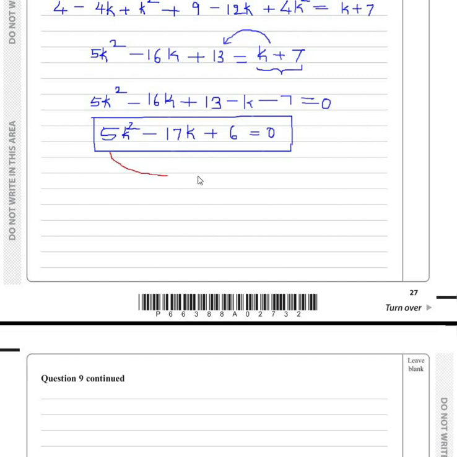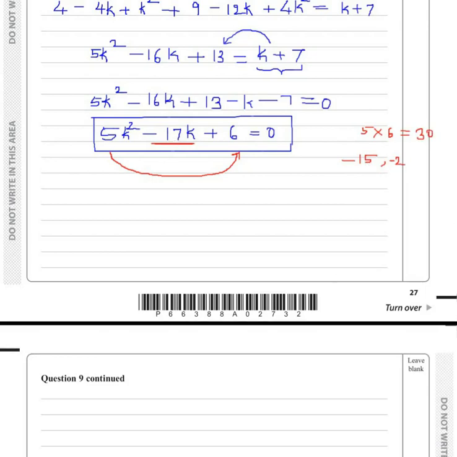So here we have to just multiply 5 and 6. 5 times 6 gives us 30. Now I have to find the factors of 30 which, when added or subtracted, give me negative 17. The factors I can think of are negative 15 and negative 2. If we multiply negative 15 and negative 2, it gives us plus 30. And when we add negative 15 with negative 2, it gives us negative 17.